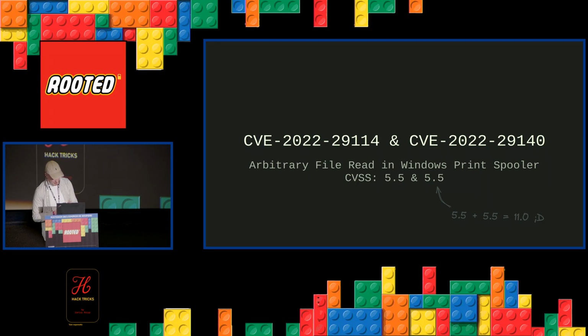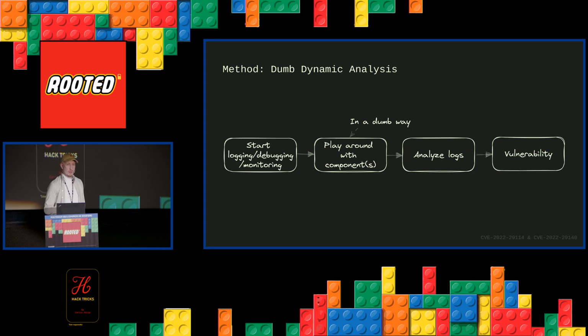So the last two CVEs I want to talk about are arbitrary file read in the Windows print spooler, so the print spooler again, and they both received the CVSS score 5.5. And the method we will be using is called dynamic analysis. So we start some logging, debugging, monitoring tools, then we start to play around with the component, maybe in a dumb way, and then once we're done playing around, we analyze the logs that we just collected, and maybe we can spot a vulnerability.